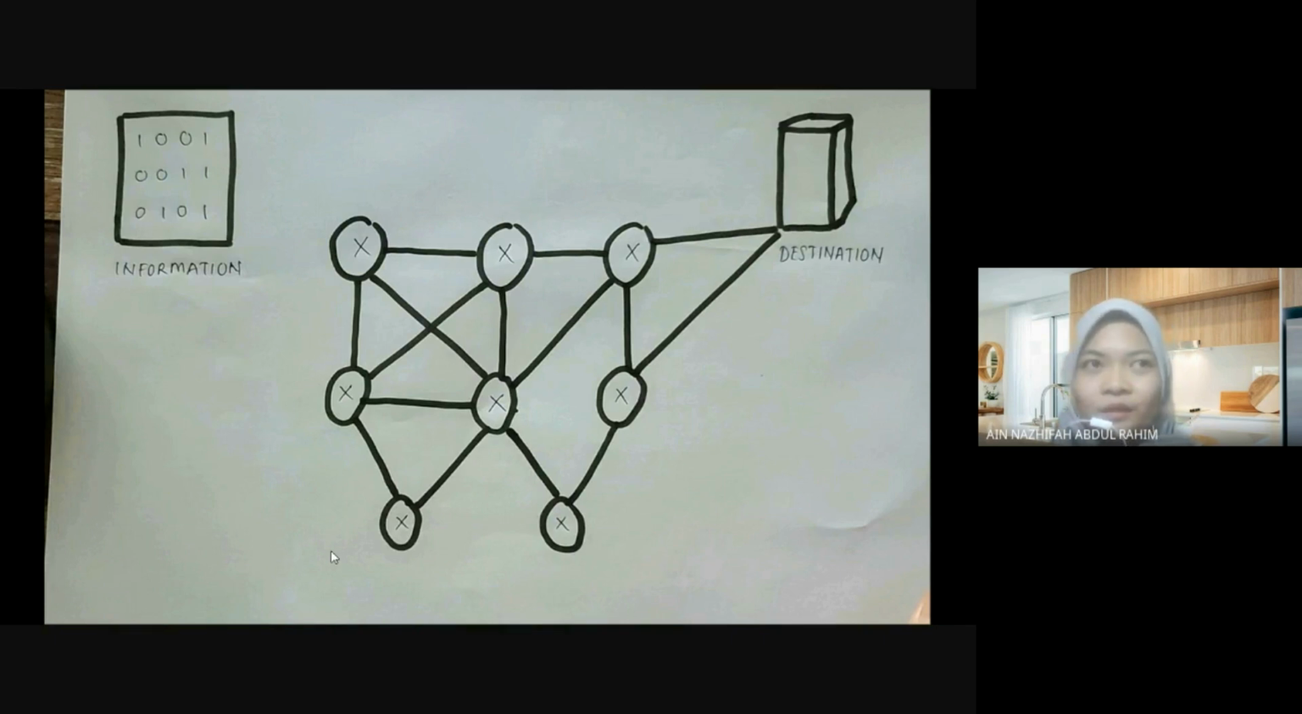So when he receives the letters, he will rearrange your letters so that he can read them well in order. So this is how packet switching works, if you can apply it in our daily life. So that's the easy example for you to understand.